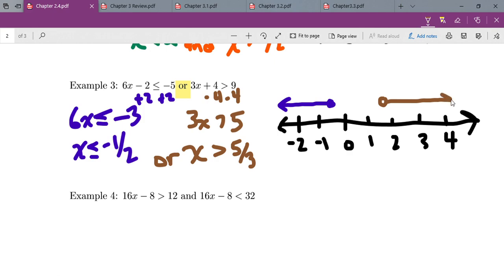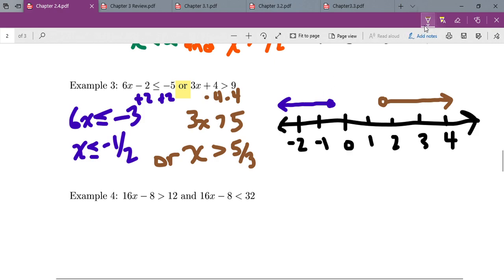Pretty close, and it goes this direction. Okay, so this is what our graph looks like for us on a number line. Now it's an or statement, which means only one has to be true at a time. They can both be true at the same time, that's fine as well, but only one has to be true at one time or another.